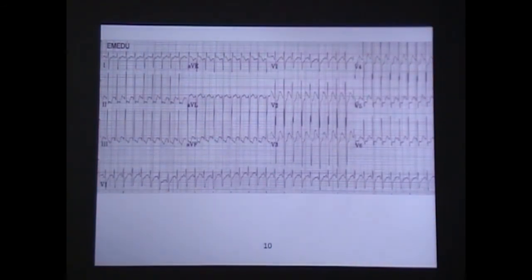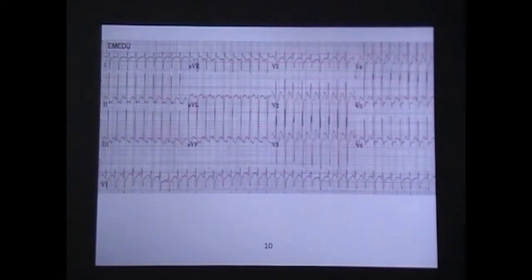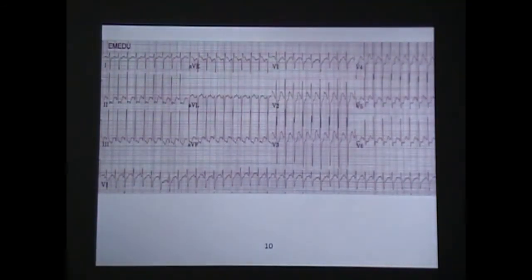Really fast. That's a good first one. At a glance, looks like SVT. Why do you say SVT? It's regular. It's fast. It's right at that 150 rate.